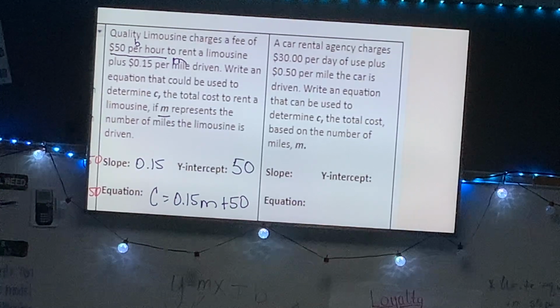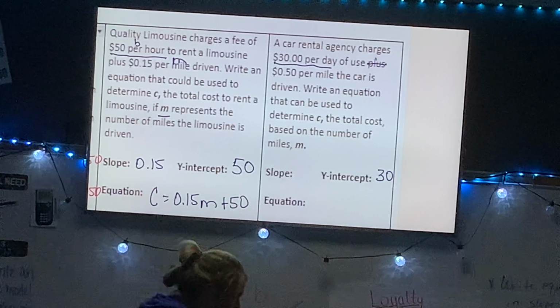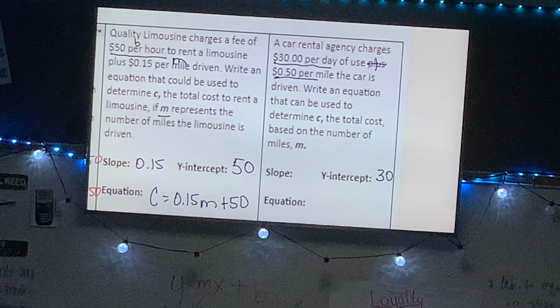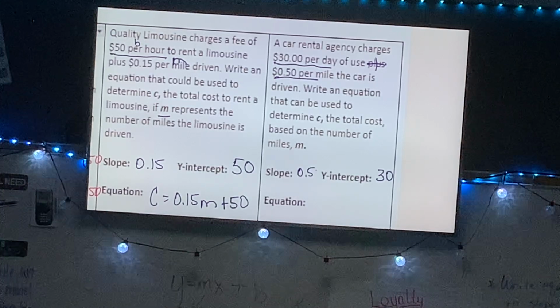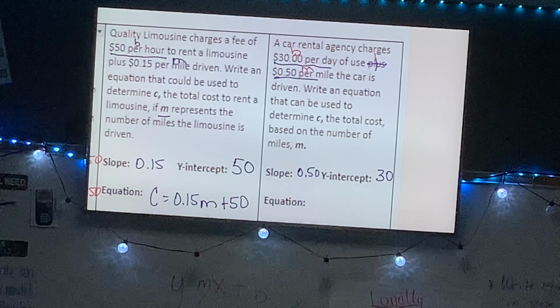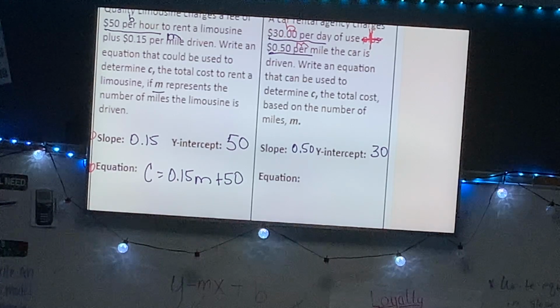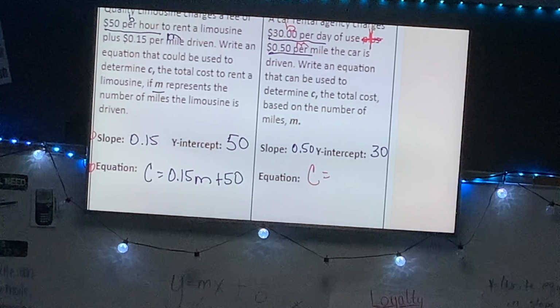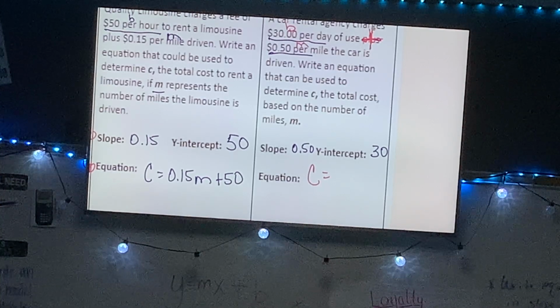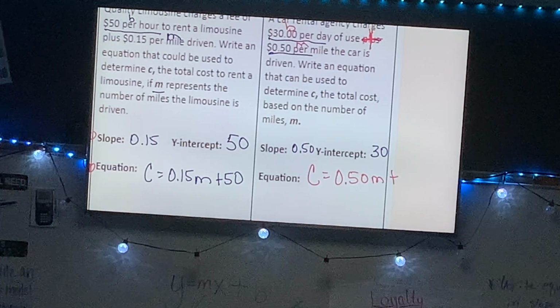Okay, the next one. A car rental agency charges $30 per day. So automatically it's going to be $30 plus 50 cents per mile. We don't know how many miles we're going, so that would be my slope. Write an equation that can be used to determine C, the total cost for the slope of 50 cents per mile.